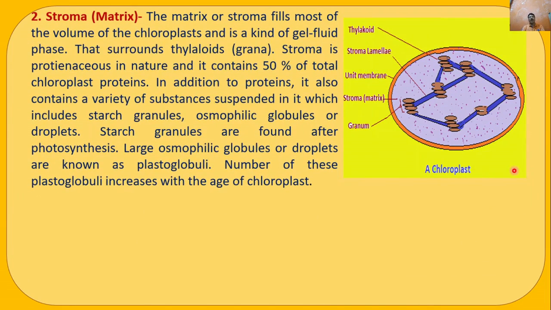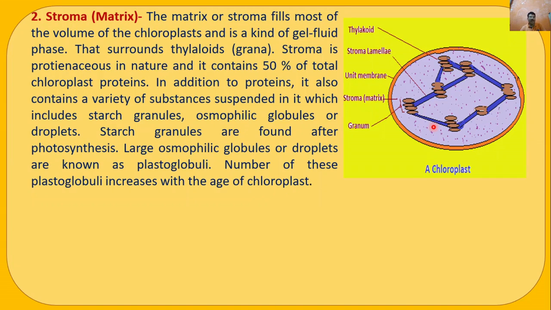Now the next part we will see is the stroma. Stroma is also known as matrix. Here you can see this blue part, this space. All this space includes the stroma, also known as the matrix. The matrix or stroma fills most of the volume of the chloroplast and is a kind of gel fluid phase. This part is nothing but the gel fluid that surrounds the thylakoids, that is, the grana. So this part surrounds the grana or thylakoids.